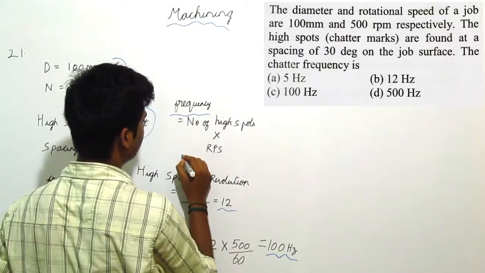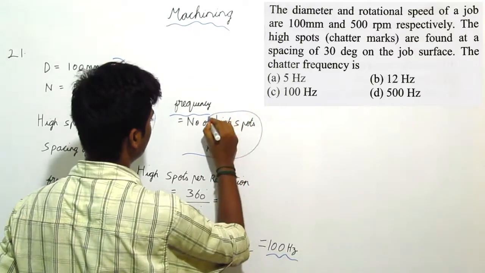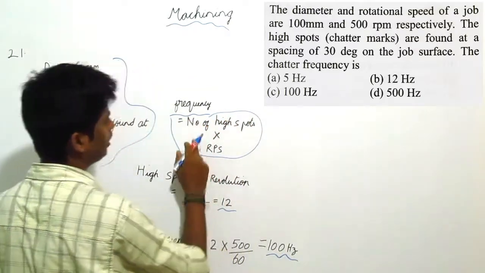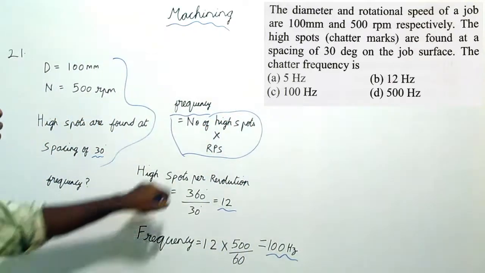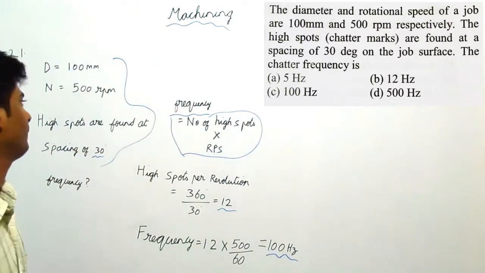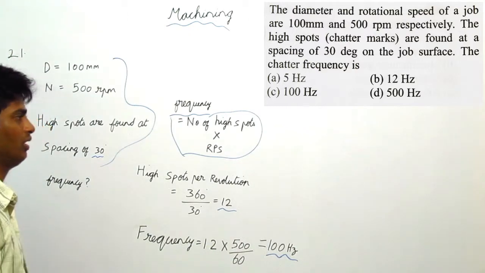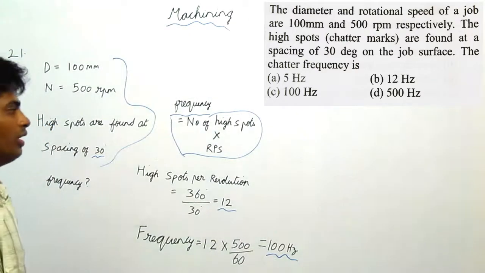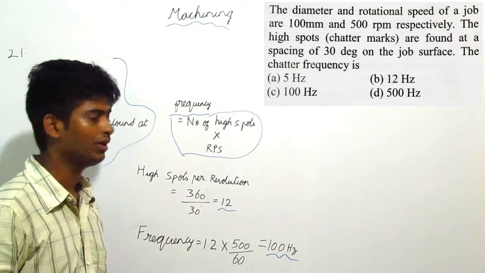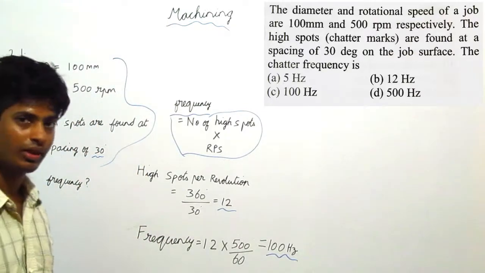So you have to remember this formula: number of high spots into RPS for finding out frequency. See, these kind of questions are very rare. There is less possibility of them being asked in the GATE exam, but you should know all these things, right?